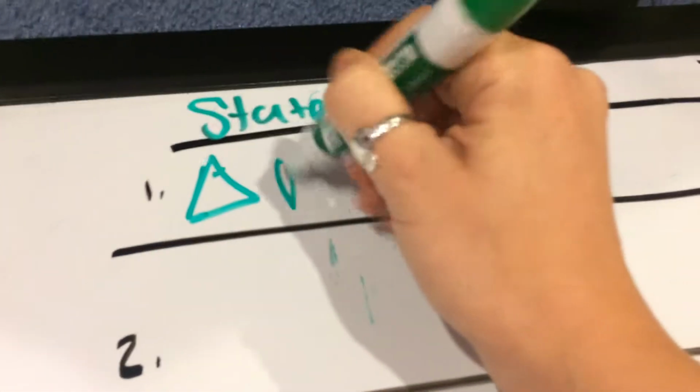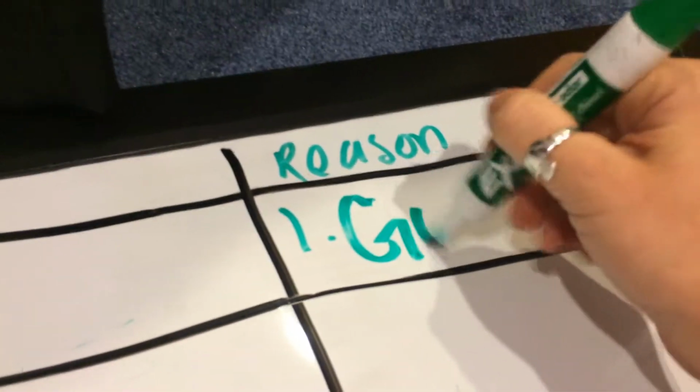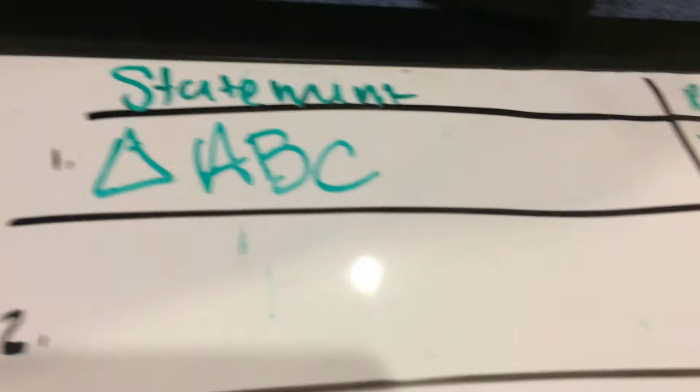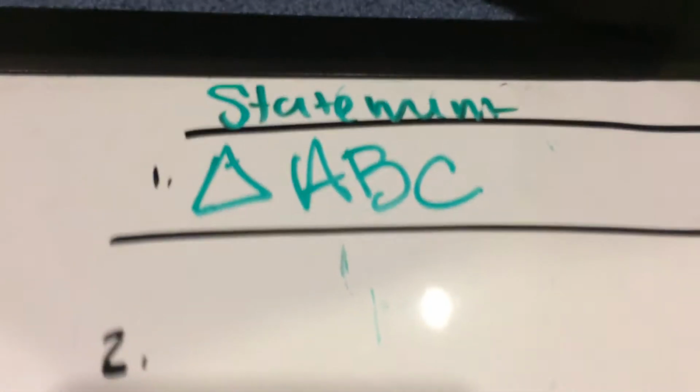So our first statement is saying we got a triangle ABC. And our first reason is because it's given. It's a present, it's a puzzle piece, however you would like to think about it. So with that statement, we can't do anything else. It's just there, it's good for us. We just know we got a triangle.